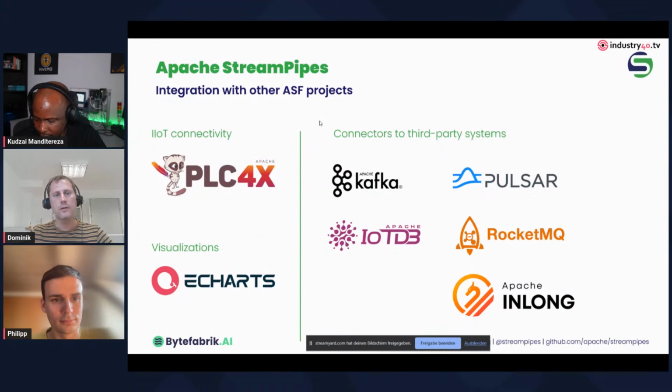So as an Apache project, of course, we have quite a few integrations with other ASF projects. First of all, in terms of IoT connectivity, so connecting to PLCs and other production systems, we rely on Apache PLC4X, which is a great library for connecting to industrial data. We make use of eCharts, which is a very nice visualization library for all kinds of visualizations. And of course, there are many connectors to third-party systems, message brokers, but also databases and so on. So these are only Apache projects, but we have a lot of different integrations to other systems and protocols, which we will show later on.